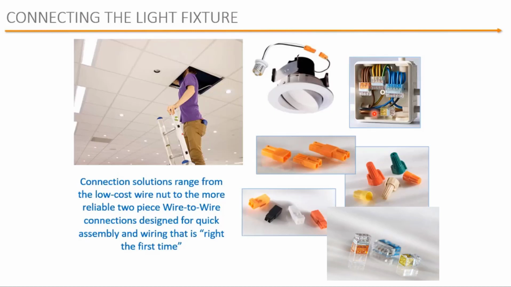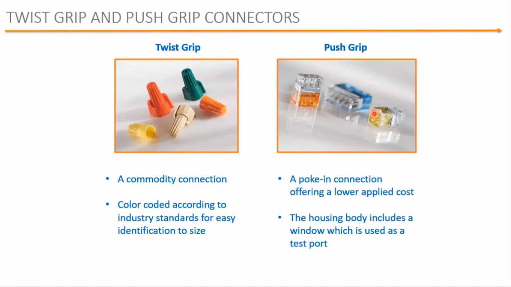Here you can see the twist grip family. That's a commodity item. I can go to the local hardware store and buy those for a few cents each. They're capable of 12 to 22 gauge, 12 to 30 amp current rating. The push grip connectors shown on the right are an insulated splice connector for electrical installation industries. It's available in 2 to 6 positions, and you just poke in the wire. They're color coded for easy identification. It's a very simple process to complete. You don't have to worry about the nut falling off the stripped wires, nor do you have to insulate with electrical tape after you've twisted them together.